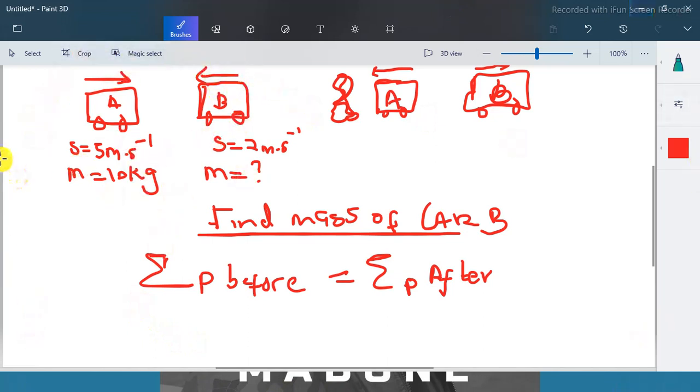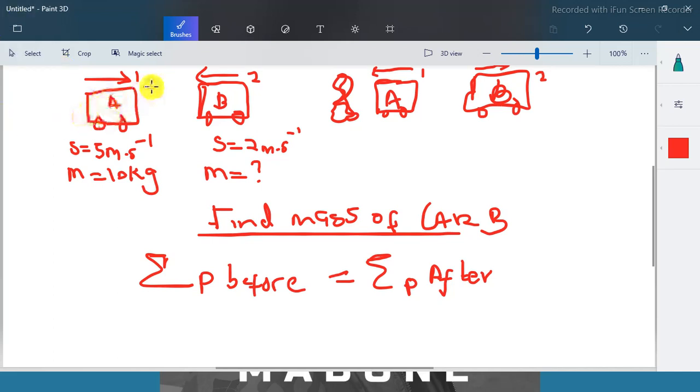We have car A and car B, right? What I usually do is, since they said car A and car B, I'll say this is my car 1 and this is my car 2. Step number 1, before you can continue, you have to choose a direction, whether you are taking this direction as positive or that direction as negative. What I usually say to my students is, let the direction of the first body, the first car or the first object, be positive.